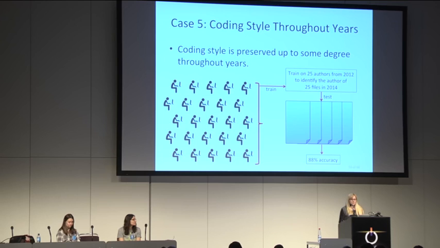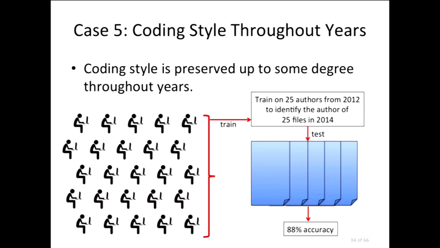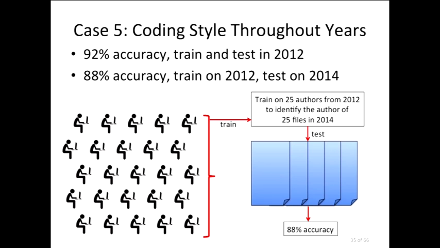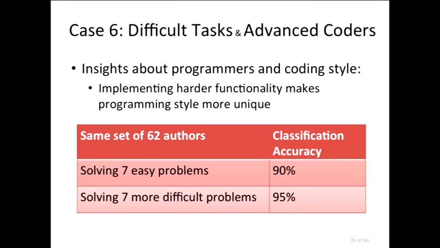And as a result, we were able to identify 25 authors that were both in 2012 and 2014 with 88% accuracy. The 88% might seem low to you after hearing the previous results with 99 or 93. But in this case, when we took these 25 authors, just within 2012, we were able to identify them with 92% accuracy. So it's just a 4% drop in accuracy, which shows that coding style is up to some degree persistent throughout years.